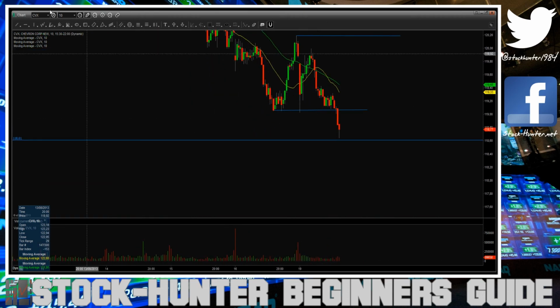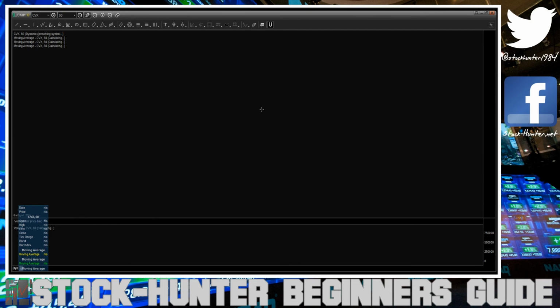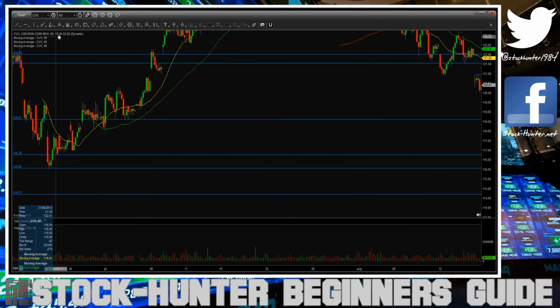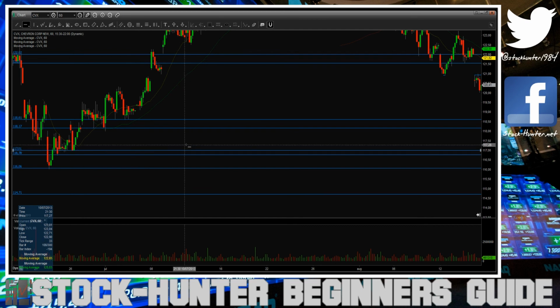Now let's find some scalping levels on Chevron here. The first level that I see will be this area, 118.17, and then we have this pivot right here around 117 even number.